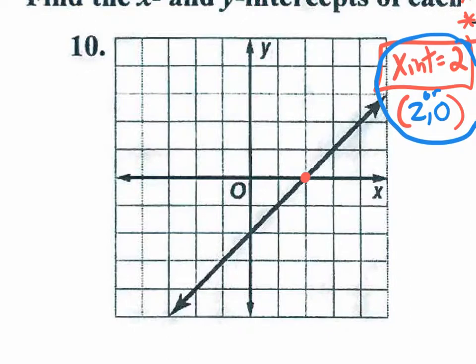Okay, so they tell you the x-intercept, right? They don't actually write it as a coordinate. Either one's a good answer though. Now let's go for the y-intercept.